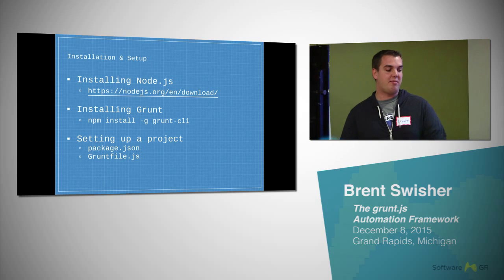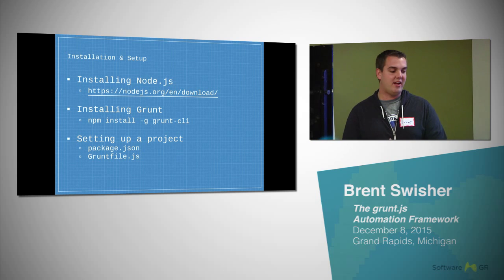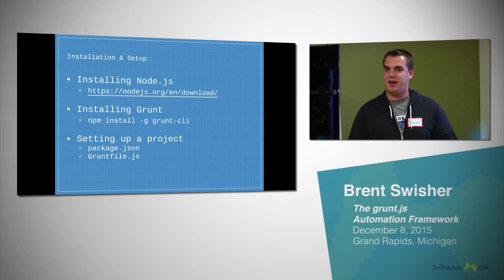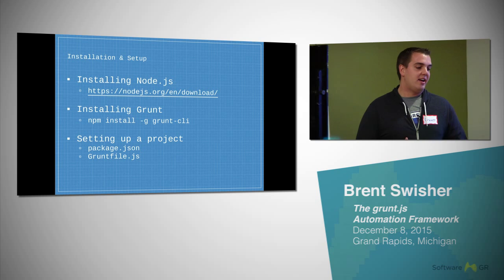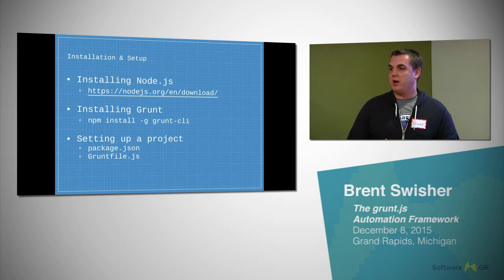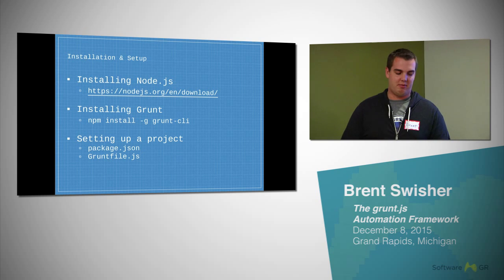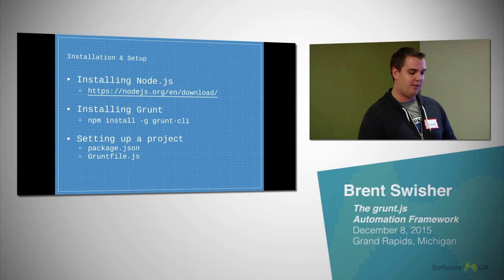A Grunt project is basically two files. It's going to be a package.json file, which is actually not Grunt specific. That's how Node handles dependencies. So it's going to be a file explaining what your project is and what it needs to run. We'll go through this in more detail. And then Gruntfile.js, which is what we'll talk about the most, is basically your configuration file. It's also just JavaScript, and it defines what tasks you want to run when.